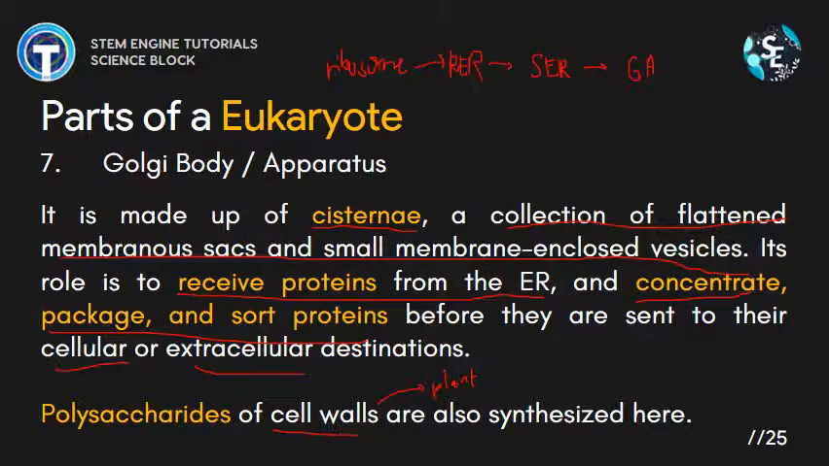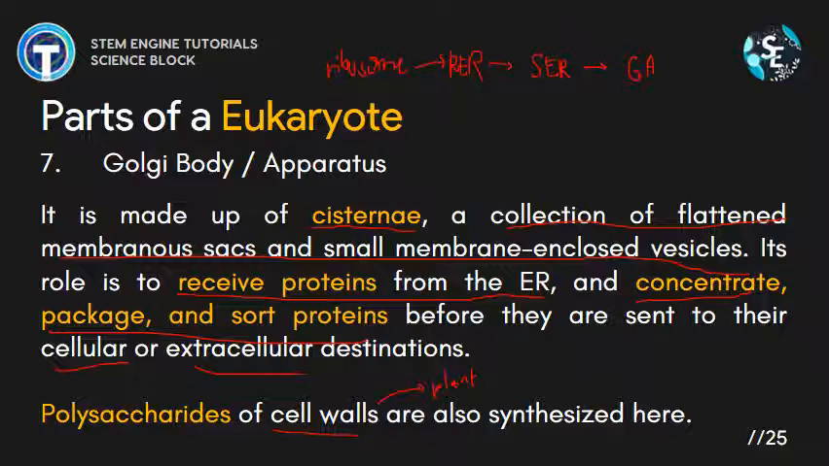Next, we have the Golgi apparatus, or also known as the Golgi bodies. So, it is made up of cisternae, which is the collection of flattened membranous sacs and small membrane enclosed vesicles. So, yun yung bumubuo sa cisternae. So, what is the role of the Golgi body? So, its role is to receive the proteins from the ER.